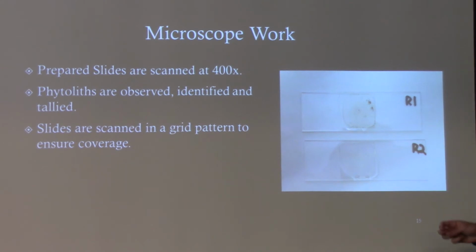So the next step, of course, was microscope work. This was very time consuming. The prepared slides are scanned fully at 400 times magnification. The phytoliths are observed, identified, and then tallied. So you keep a tally of how many of each type of phytolith you've seen per slide.